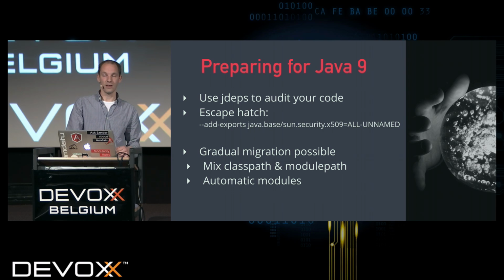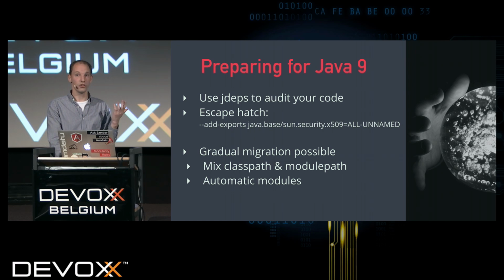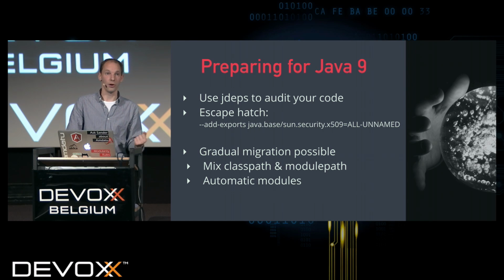But you can either use a command line flag such as that, listed here, to sort of work around the fact that some things are not exported. Or you can, of course, fix your code and use public and documented APIs, which also sounds like a good plan. But, well, it's not always possible. I know the reality of things. But anyway, if you use JDeps, you at least find out about the parts of your code that need attention.